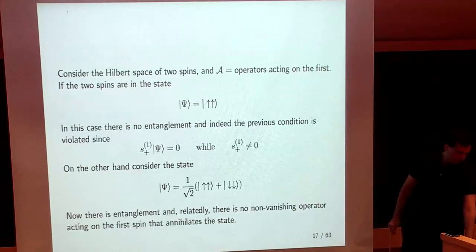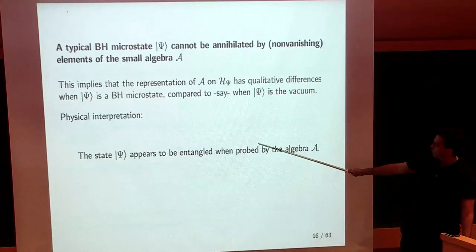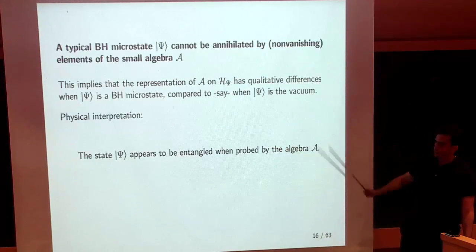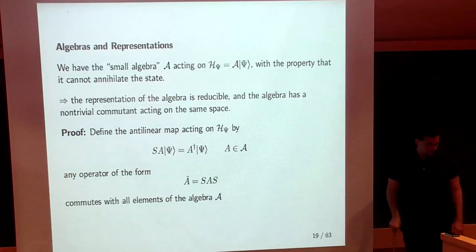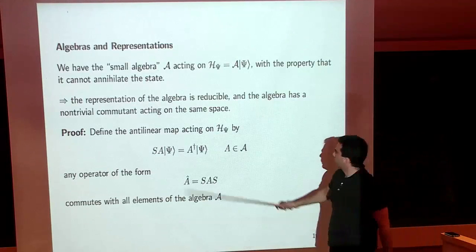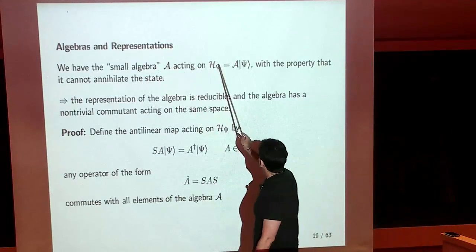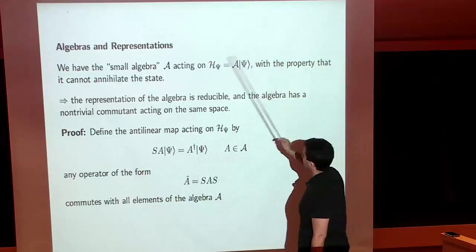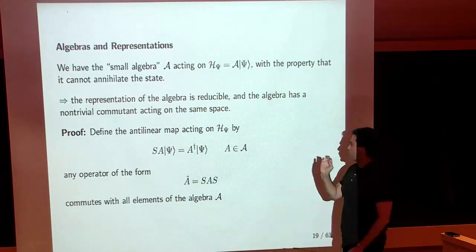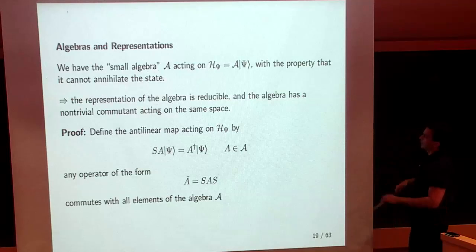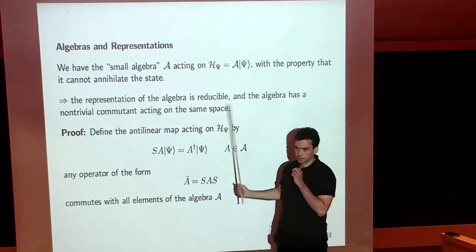Okay, I can explain more about why entanglement is related to this property, but maybe it's kind of obvious? So let me now come to the proof that whenever we have a small algebra acting on a Hilbert space with the property that the algebra cannot annihilate the state, then the representation of the algebra is reducible, and the algebra has a non-trivial commutant acting on the same space.